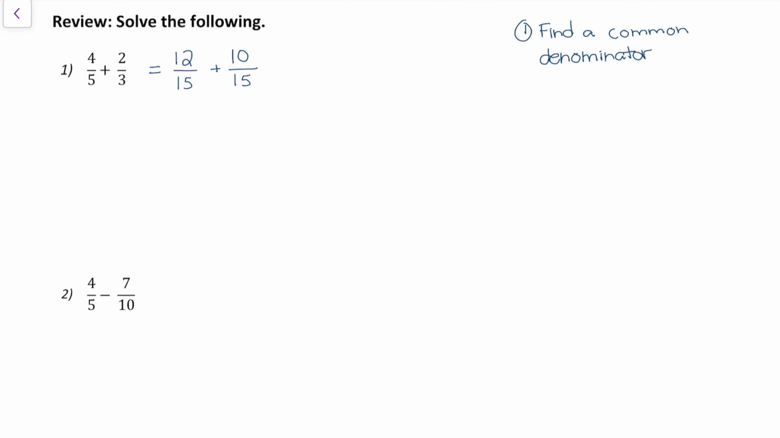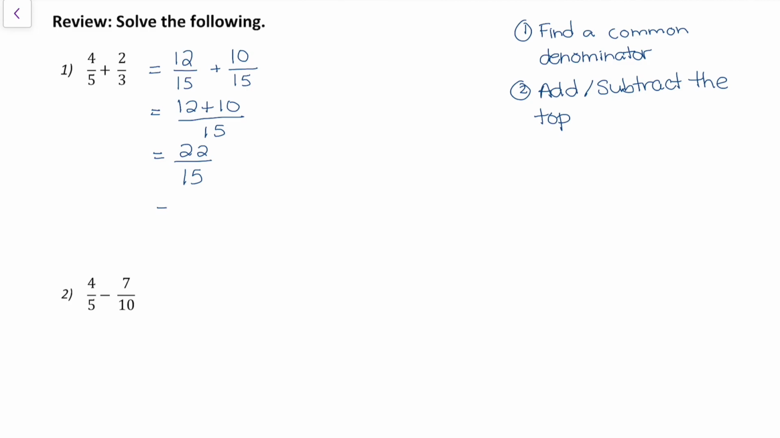Okay. Then I'm going to add the tops and I get 12 plus 10 out of 15. So I get 22 out of 15. So I'm going to simplify that to 1 7/15. So my final step there was to simplify. So I find a common denominator, I add or subtract the top, and then I simplify.